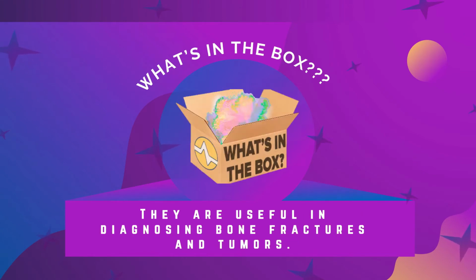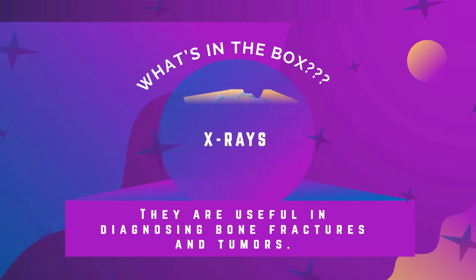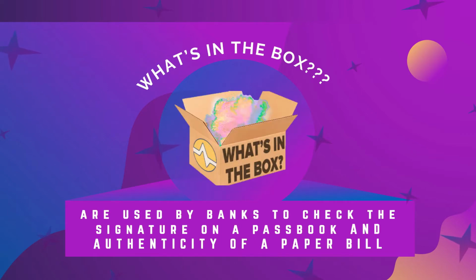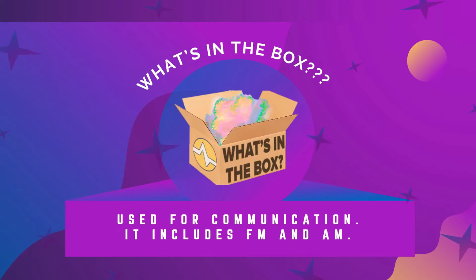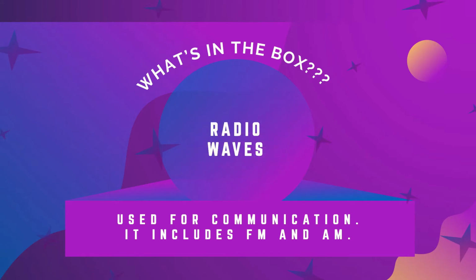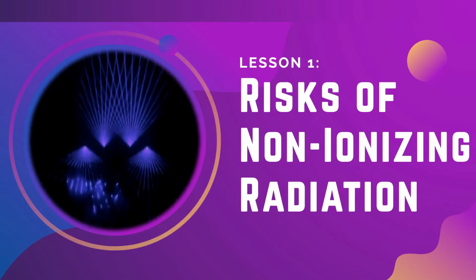Next one, they are useful in diagnosing bone fractures and tumors. Very good. It is X-rays. Next, these are used by banks to check the signature on a passbook and authenticity of a paper bill. Very good. It is ultraviolet rays or waves. And lastly, it is used for communication. It includes FM and AM. Very good. It is radio waves.